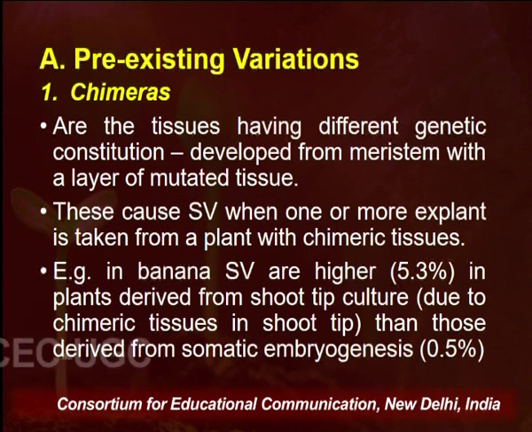Now, I have taken a small example. It was found in a study that in banana, somaclonal variations were higher, around 5.3%, in the plants that were derived from the shoot tip culture, because in banana it has been found that shoot tip is rich in chimeric tissues, and therefore this was the major reason when the banana plants were regenerated using shoot tip culture, a higher percentage of somaclonal variations were observed when these were compared with the plants that were derived from somatic embryogenesis.